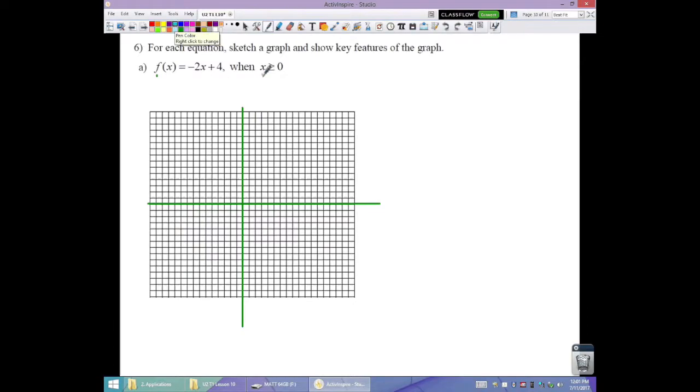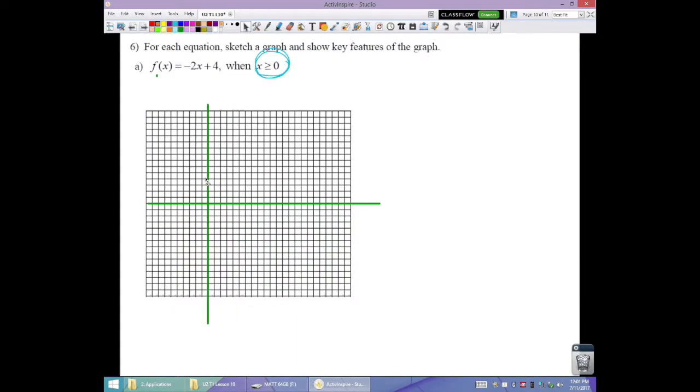We only care about the part of the graph when the x values are greater than 0. I guess I should have read more carefully. So I don't need any of the negative x values. I can actually put those axes over to the left a little more, off center.